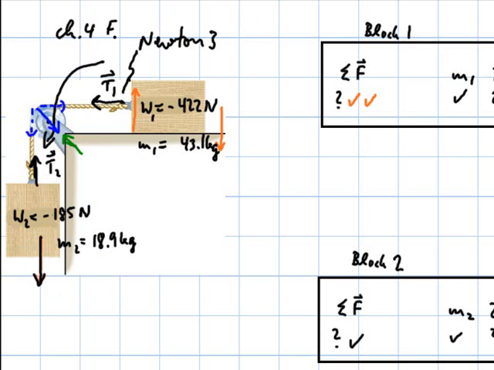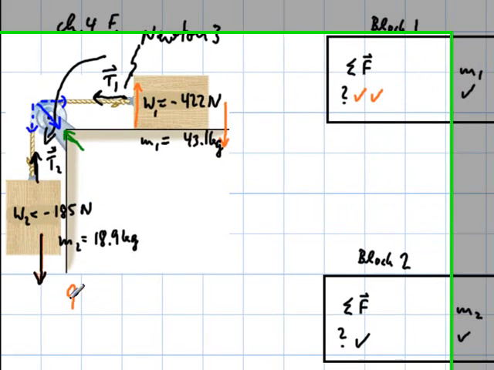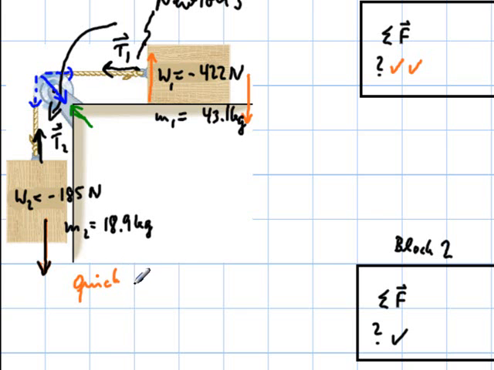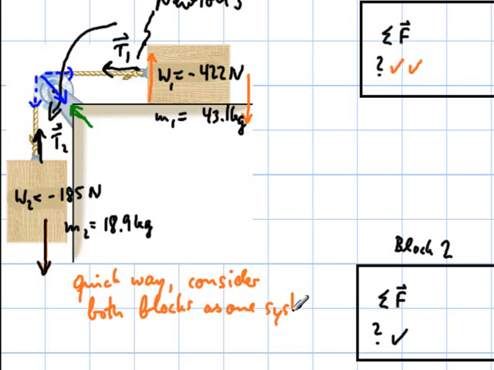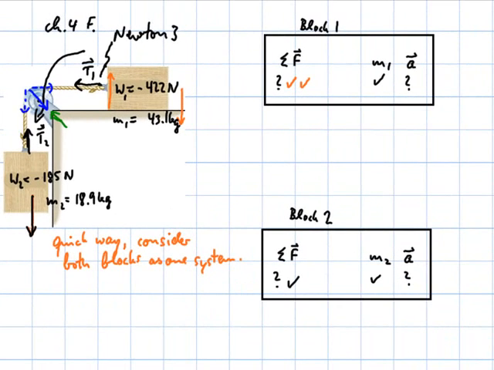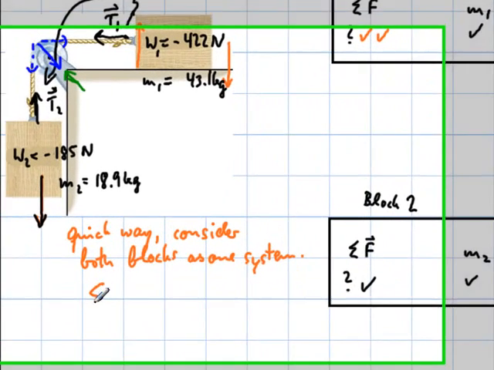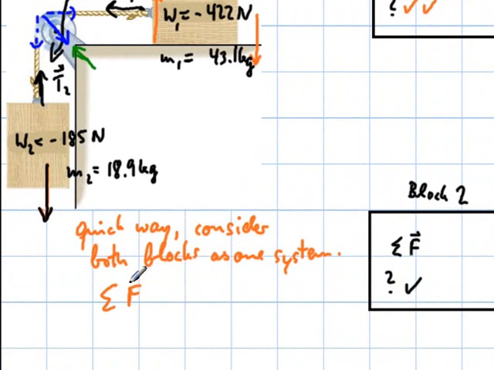And now let's do a calculation, and there are also two things to do. One of them I call the quick way. Quick way, where we consider both blocks as one system, and evaluate Newton's second law in that fashion. So sum of the forces equals mass times acceleration.